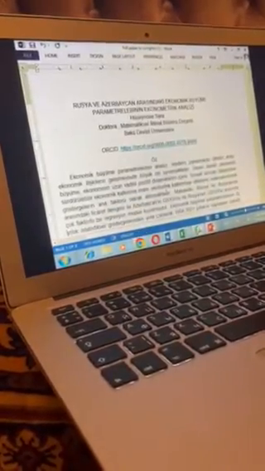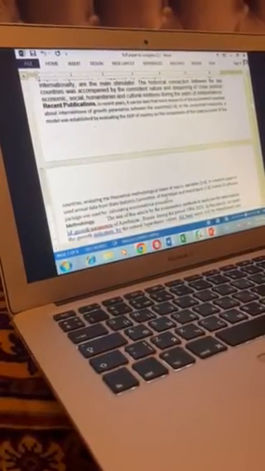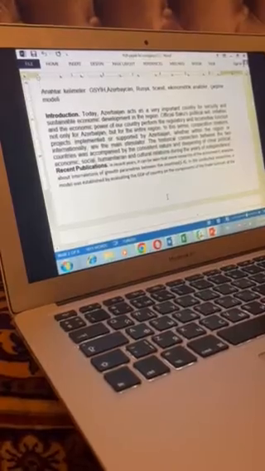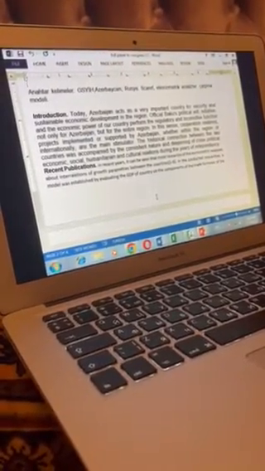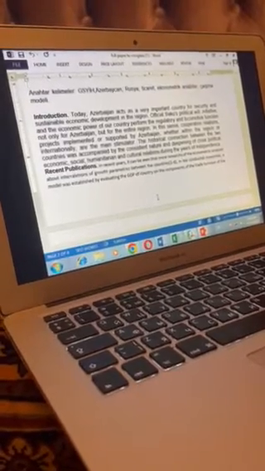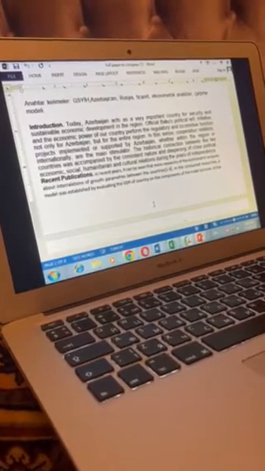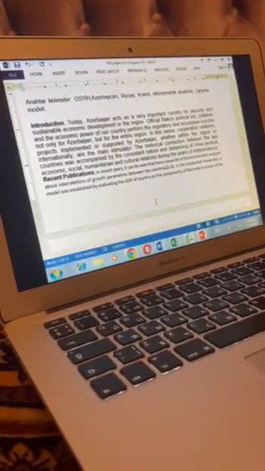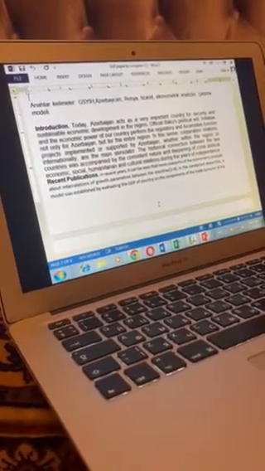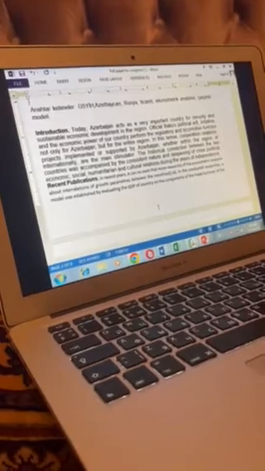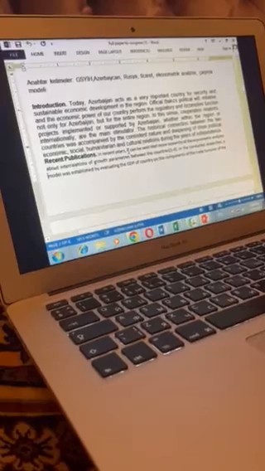And then here we have the introduction of our research. It's the actual research, and it consists of: nowadays Azerbaijan has a relationship with Russia, and here are growth parameters. We input the Russian trade turnover and the relationship between Azerbaijan and Russian GDP. And then here are recent publications, of recent days and recent years.